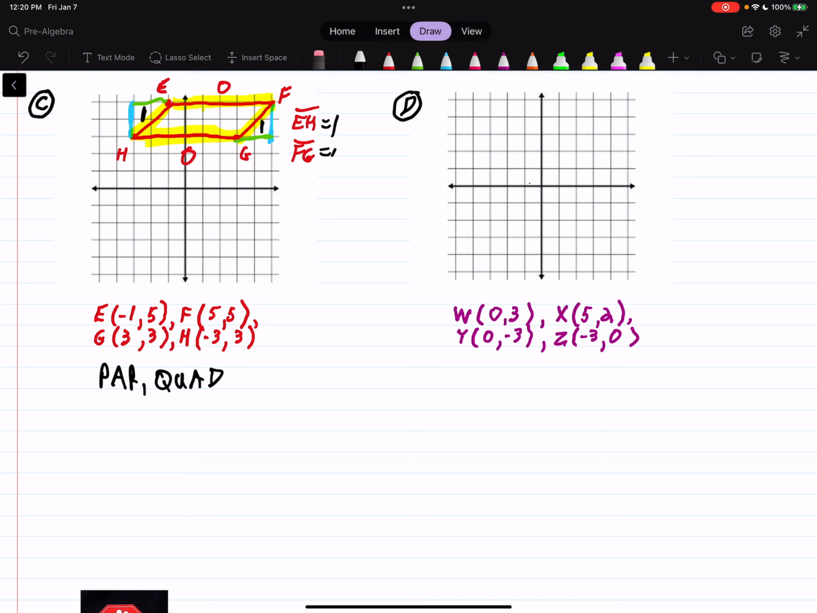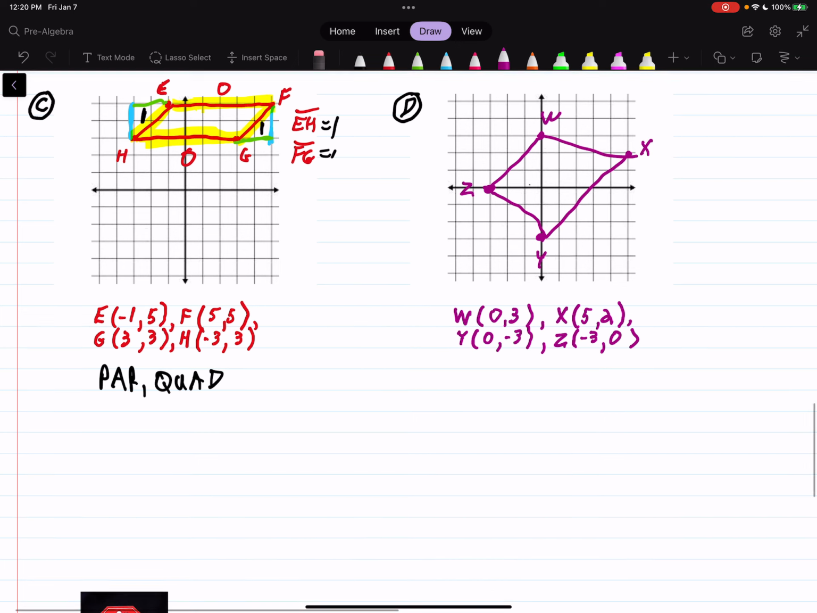And lastly, we got W is 0, 3. Right there is W. Then 5, 2 is right there for x. Then 0, negative 3 right there for y. And finally, negative 3, 0 for z. And if we connect these, we see that we kind of have a lopsided figure. So let's look at our slopes. Let's try wx.